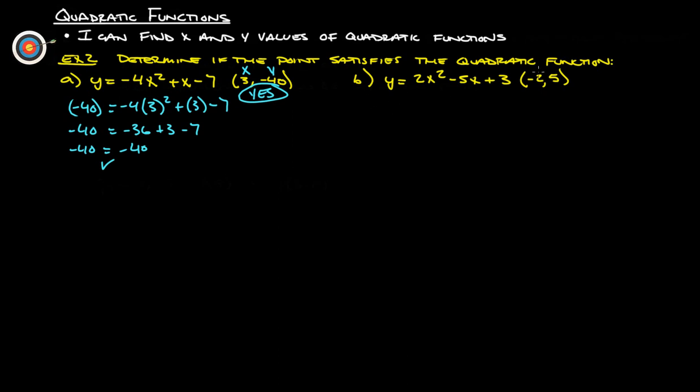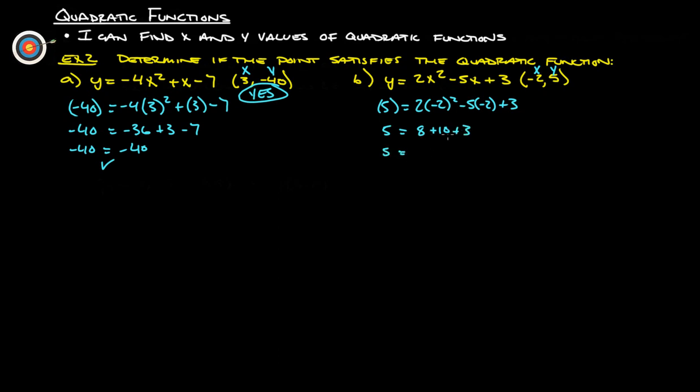And for B, we're going to do the same thing. Plug negative 2 in for x and 5 in for y. So we get, does 5 equal 2 times negative 2 squared minus 5 times negative 2 plus 3. So we get 5 on the left side. Negative 2 squared is 4. 4 times 2 is 8. Negative 5 times negative 2 is plus 10. And then a plus 3.